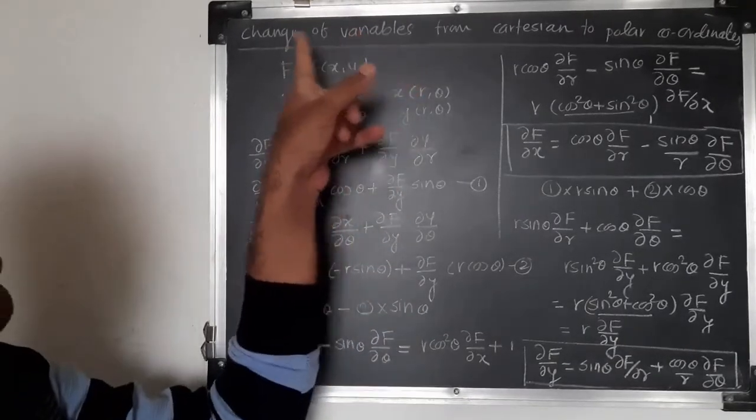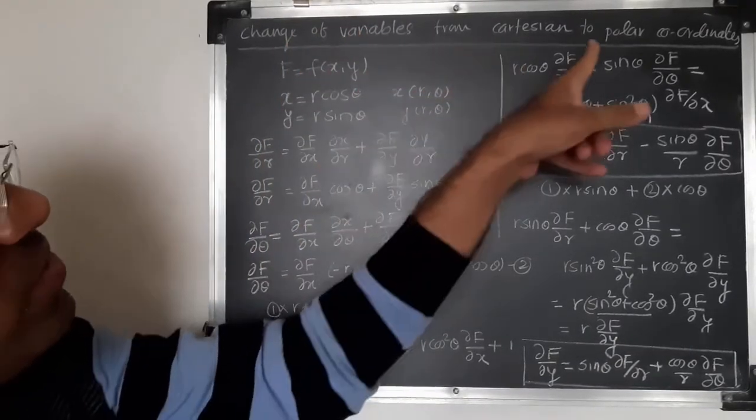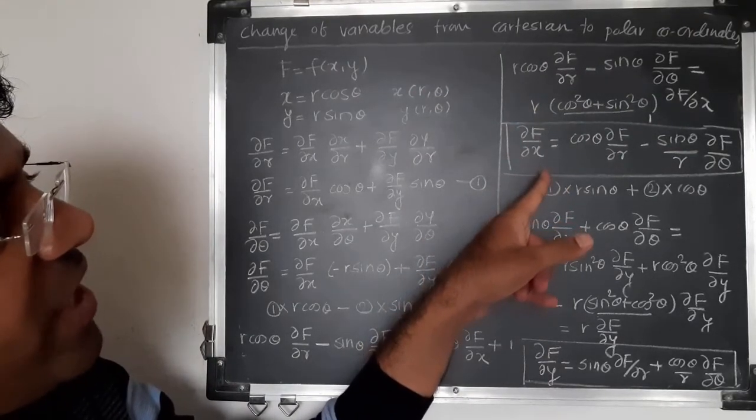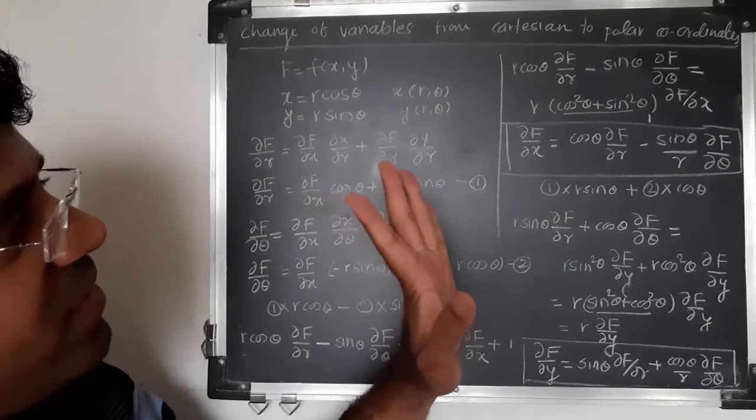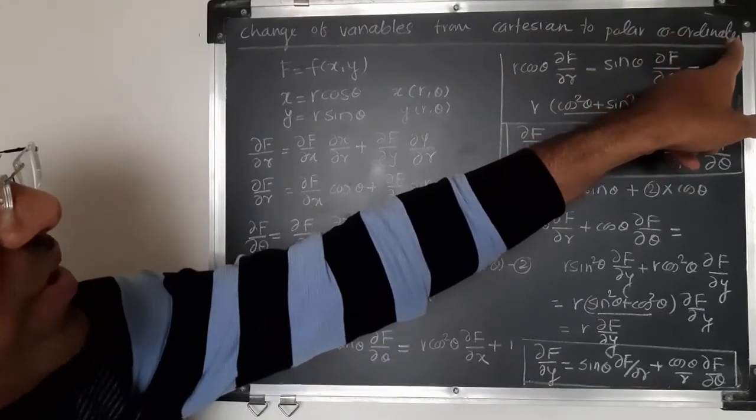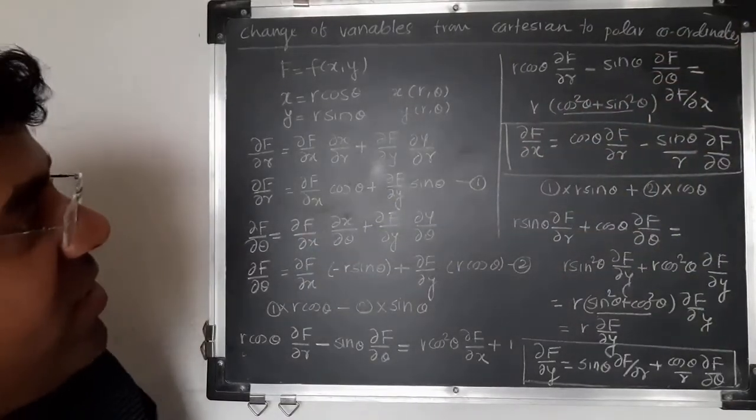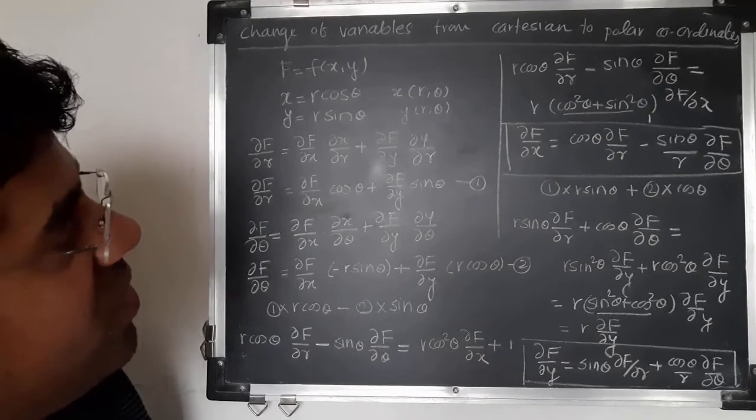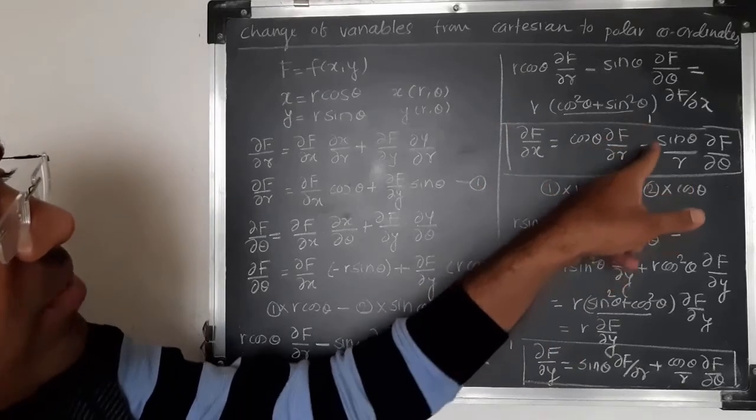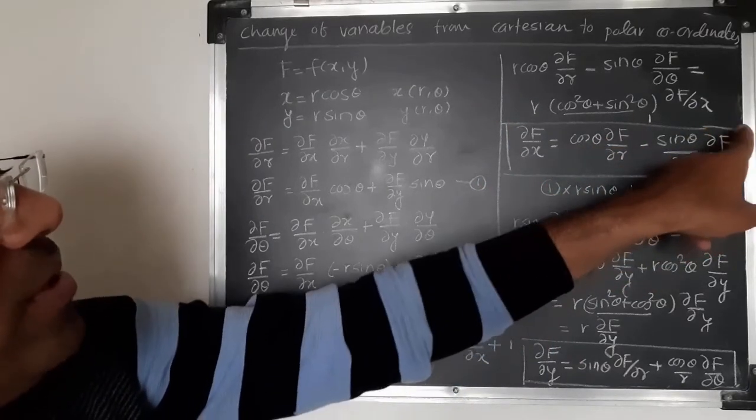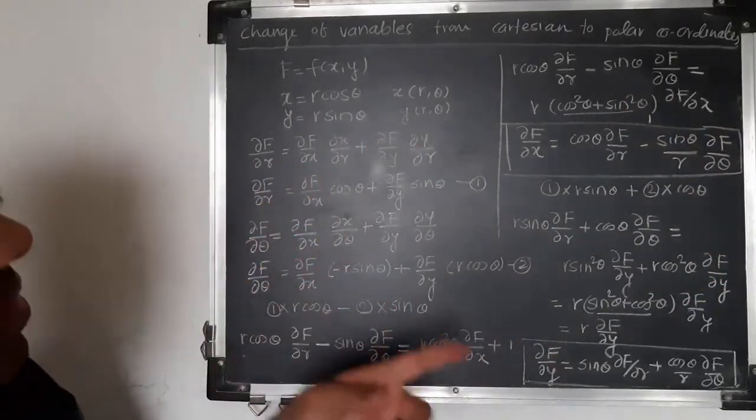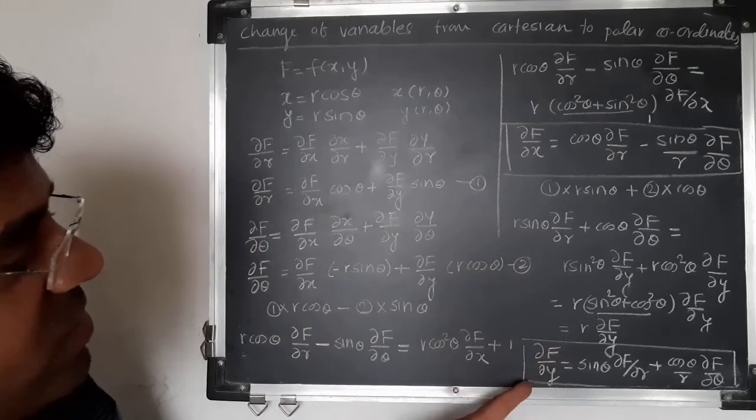So this is the change of variable from Cartesian to the polar coordinate system. Partial differentiation plays an important role in simplifying this equation, because you have the Cartesian system and you want to convert that into polar coordinates in order to simplify, just like two-dimensional vibration. So ∂f/∂x is cos theta ∂f/∂r minus sin theta upon r ∂f/∂theta. Same way, we have found ∂f/∂y also, with sin theta.